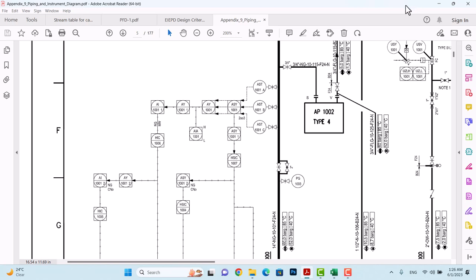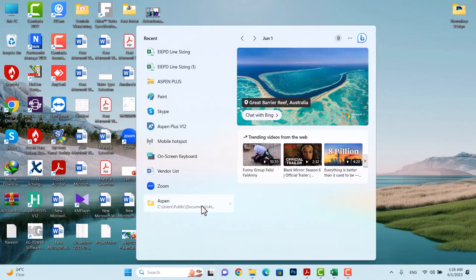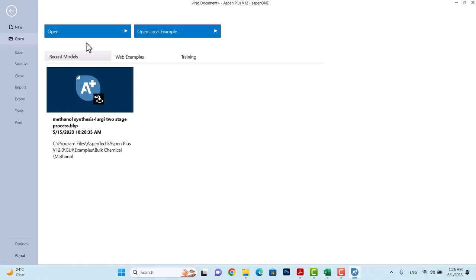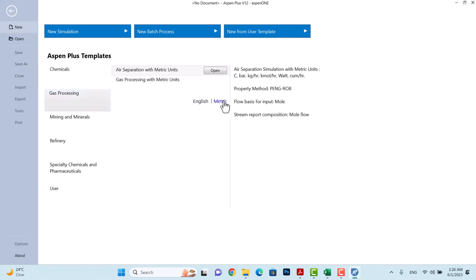Now let's perform our calculation in Aspen Plus and see how we can manipulate Aspen Plus and check its results in order to verify our calculations. I pressed new and gas processing in metric.